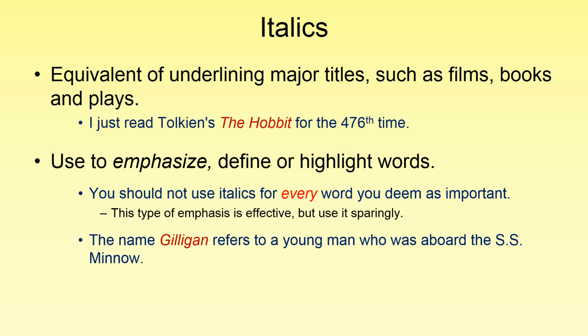Here's another example. The name Gilligan refers to a man who was aboard the SS Minnow. Okay, so Gilligan, we're highlighting that. That's what we're kind of defining here, and it's a young man who was aboard that ship. Another example, he prefers to say bonjour instead of hello. So when we use words from another language, we should highlight those so that they stand out. You'll notice when you read novels, etc., that break into another language, you'll see them in italics.